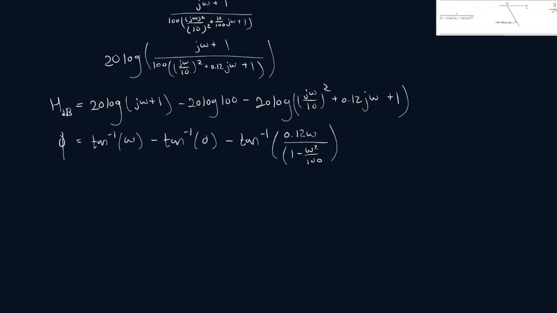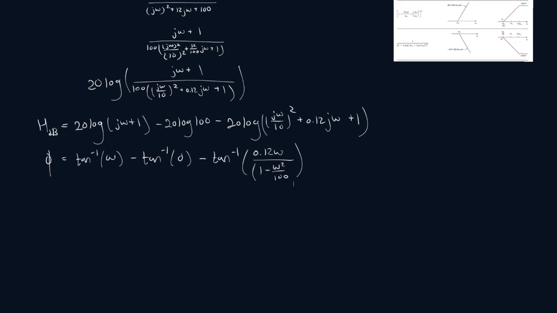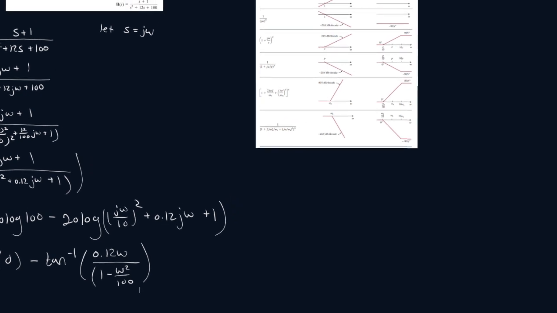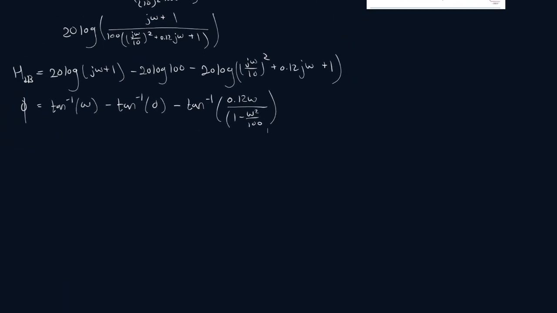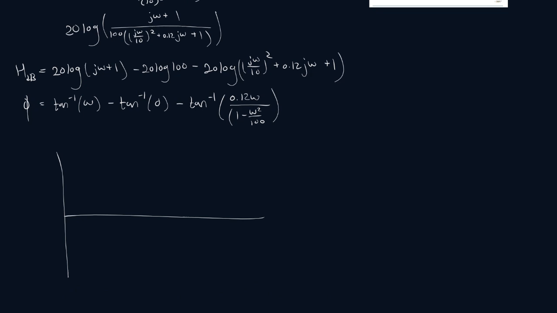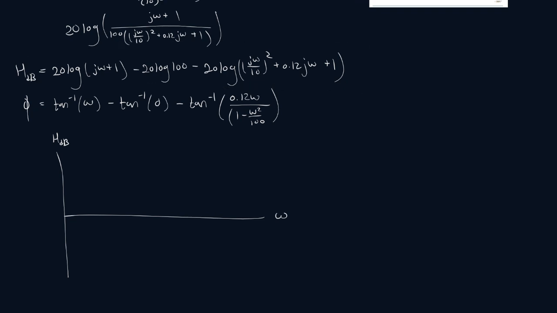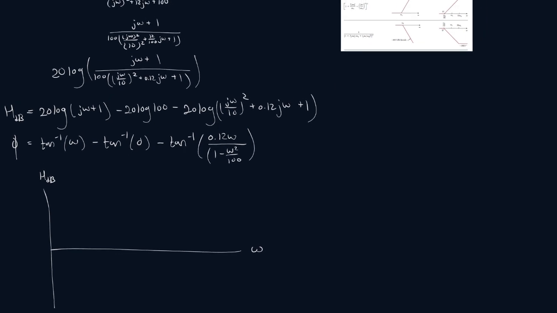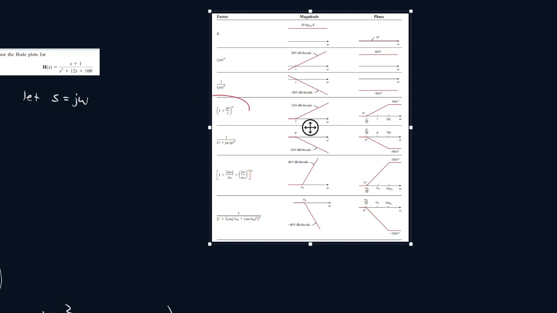Anyways, now back to our thing. Let's now plot our stuff. So we're going to be using this sheet here to help us out. So let's start. Alright, so we're going to be writing the Bode plot for this one. So 20 log jw plus 1. So we see this is the one that matches.